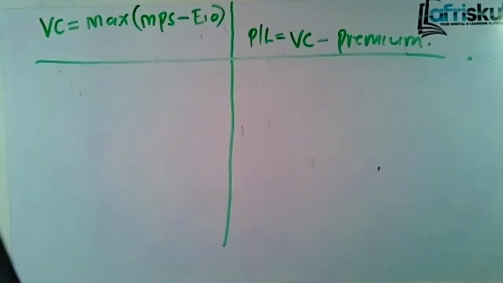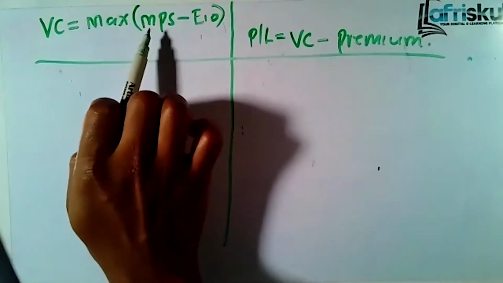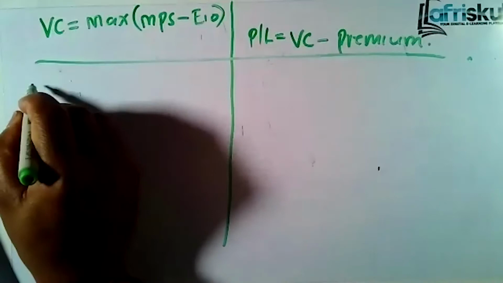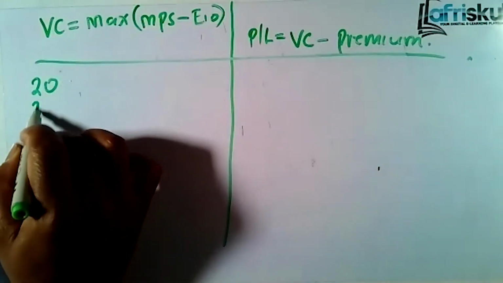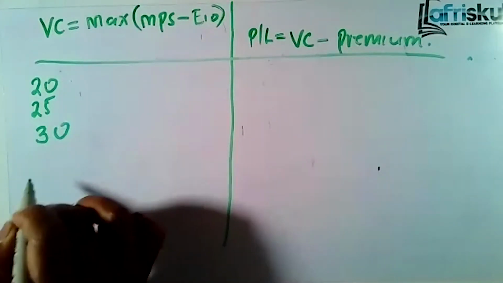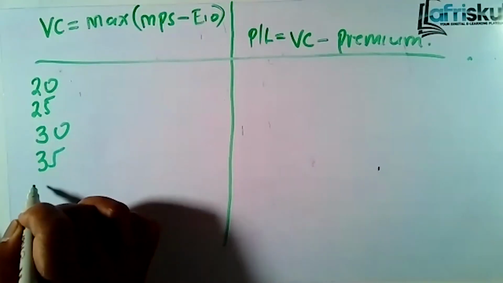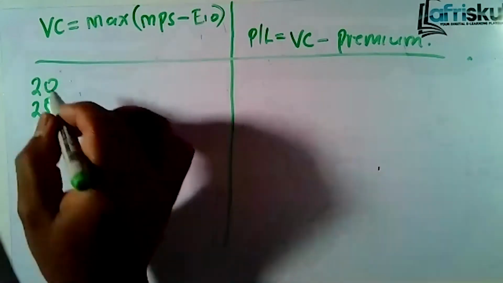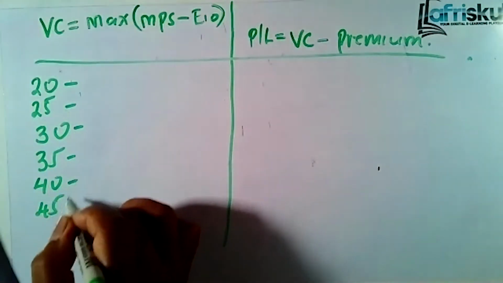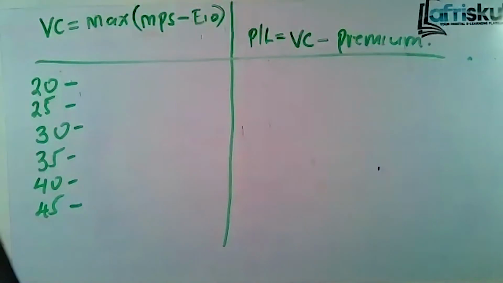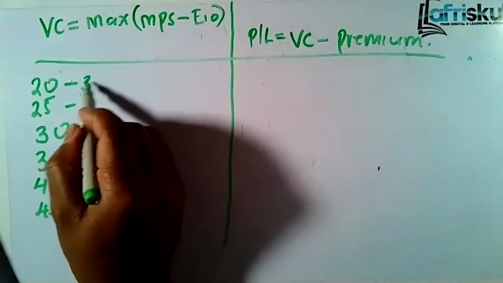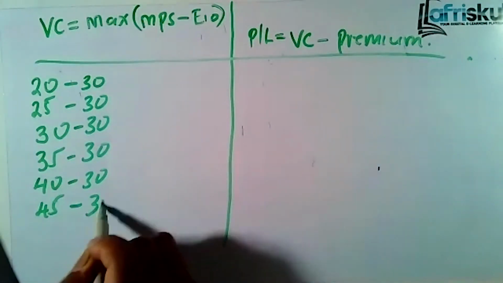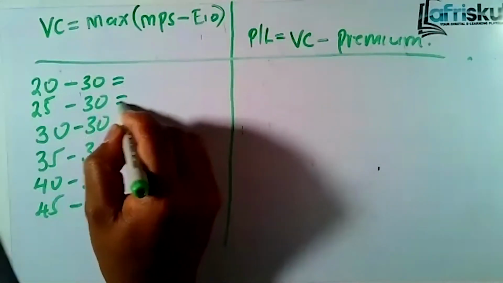Now let's get the value of the call. So you take the maximum, then you take the market price. The market price, we are told that it can either be 20, 25, 30, 35, 40, or 45. Then you deduct the exercise price. Remember, we are told that the exercise price will be 30. So that means you deduct 30.